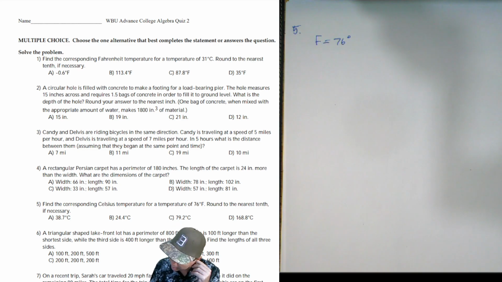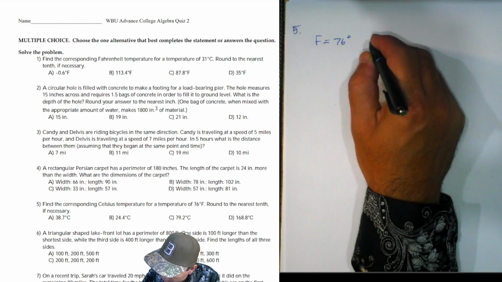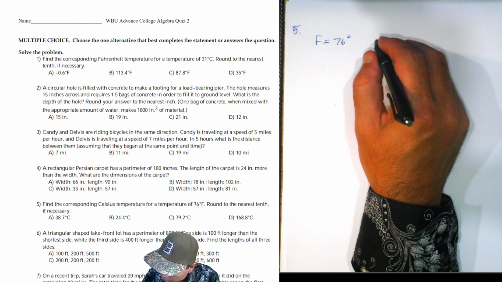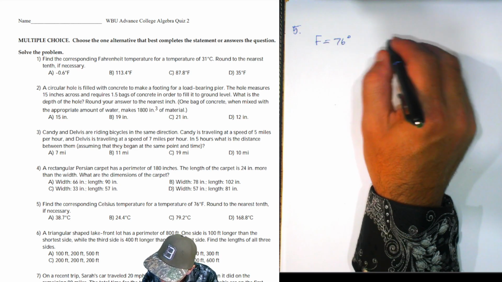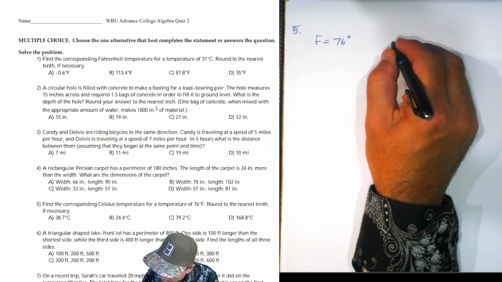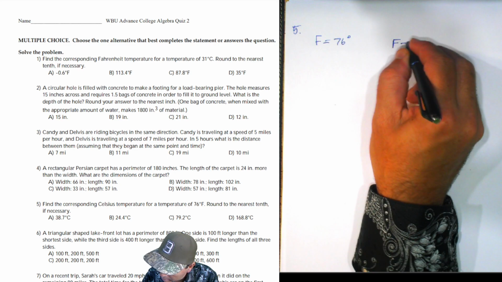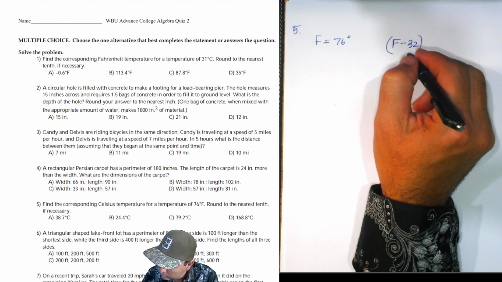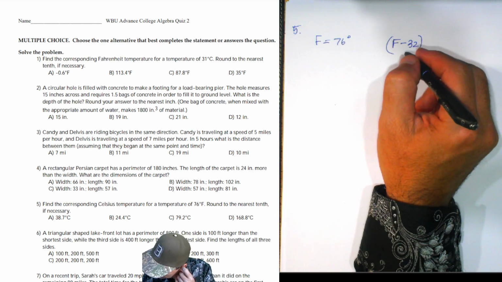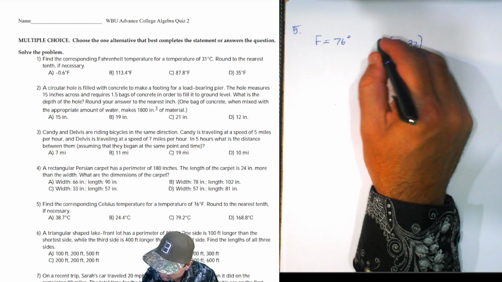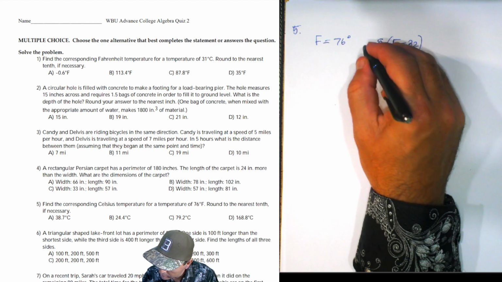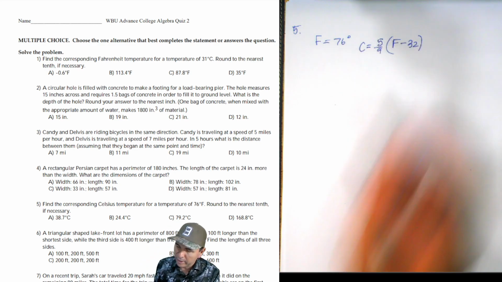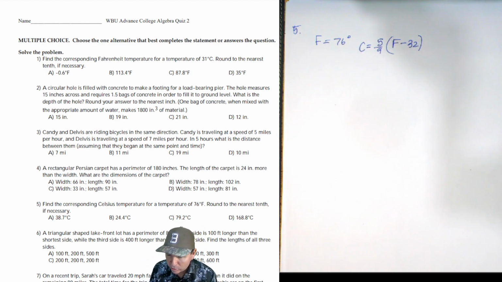So if Fahrenheit is 9/5 C plus 32, then wouldn't Celsius be the reverse process, right? Wouldn't we have to subtract 32 from the Fahrenheit? And wouldn't we have to multiply it by the reciprocal? So instead of 9/5, wouldn't it be 5/9? And so Celsius is going to be 5/9 of Fahrenheit minus 32.